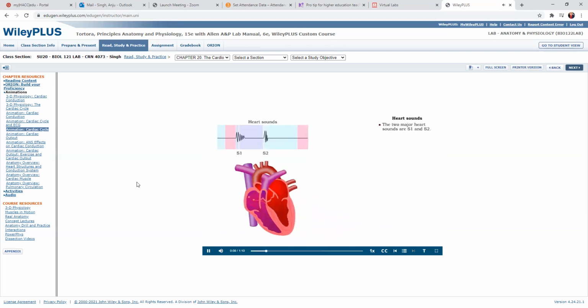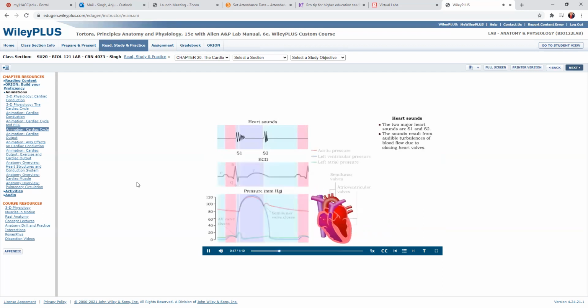There are two major heart sounds that make up a heartbeat. They are known as S1 and S2. The heart sounds result from audible blood turbulences of blood flow caused by the closing of heart valves.